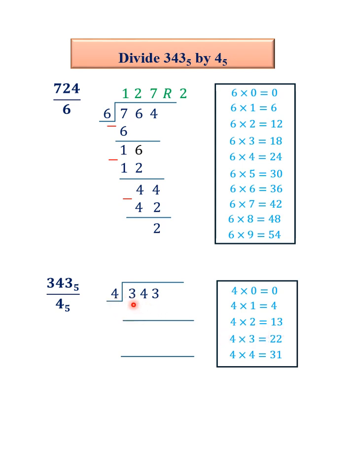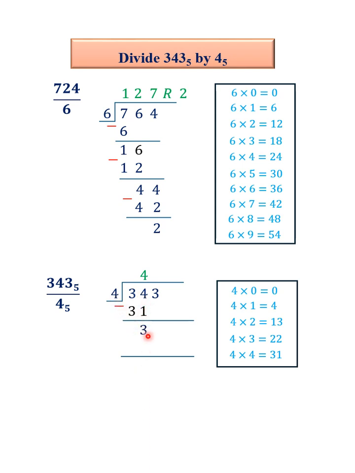4 divided by 3 cannot. So we go to the next one. We now have 34. 4 into 34. Let's check our table. The digit we can use is 31. So 4 into 34 will give us 4 in base 5. So the answer here will be 4. 4 times 4 is 31. So we have 31 here, and then we subtract. 34 minus 31 gives us 3.